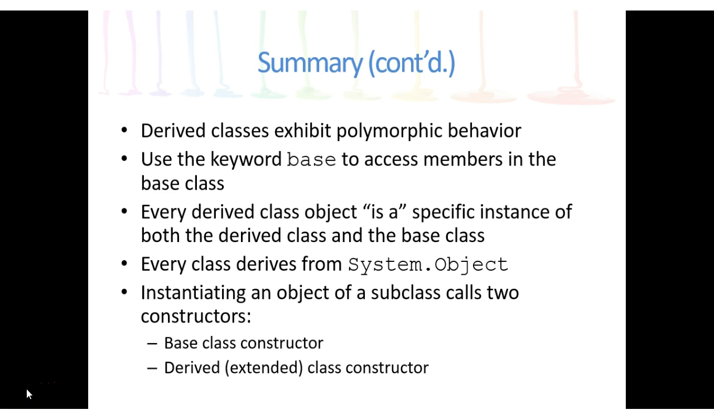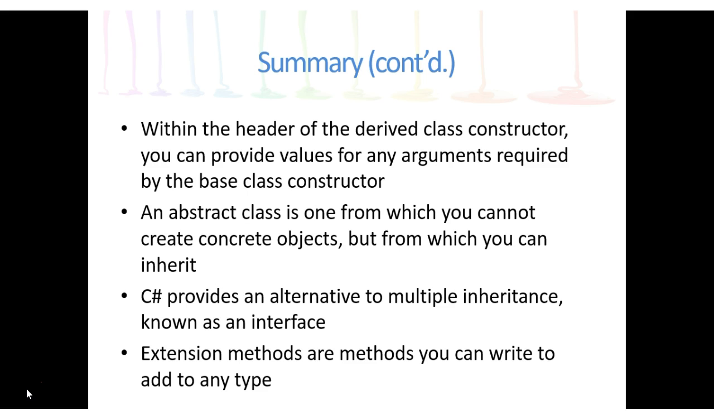Whenever we instantiate an object of a subclass, we have two constructors, one for the base class and one for the derived class. Make sure you're aware that the base class constructor gets run first, then the derived class. Whenever we make a header for a derived class, we can provide arguments, and then we can pass those arguments over to the base class. And once again, we use the keyword base for that.